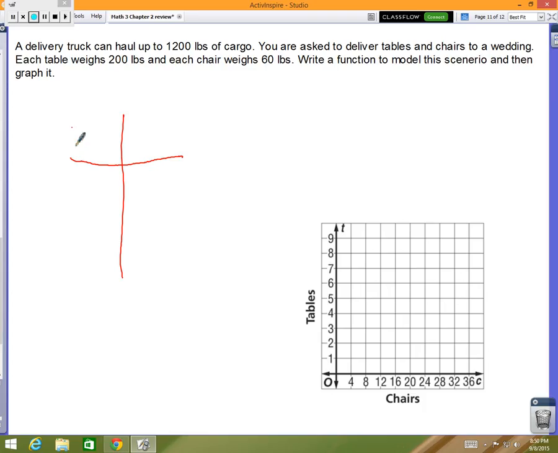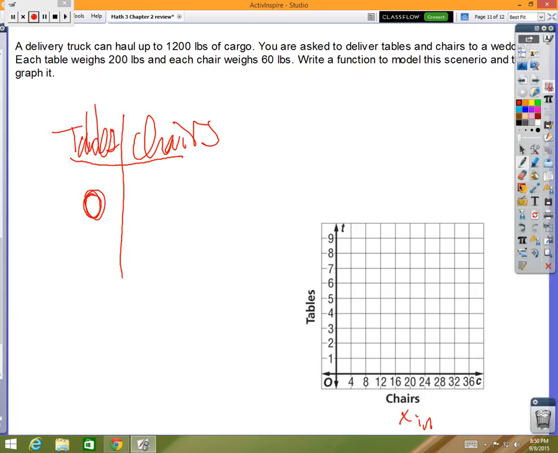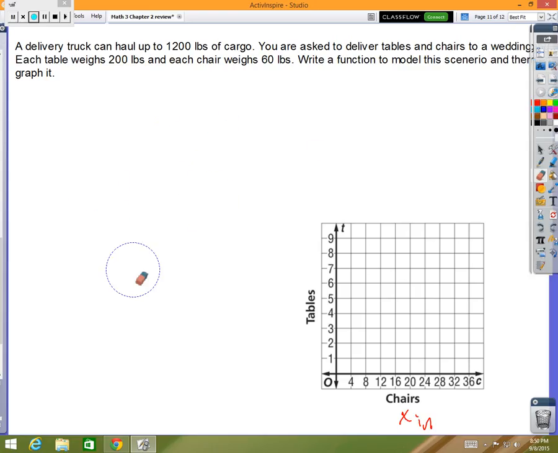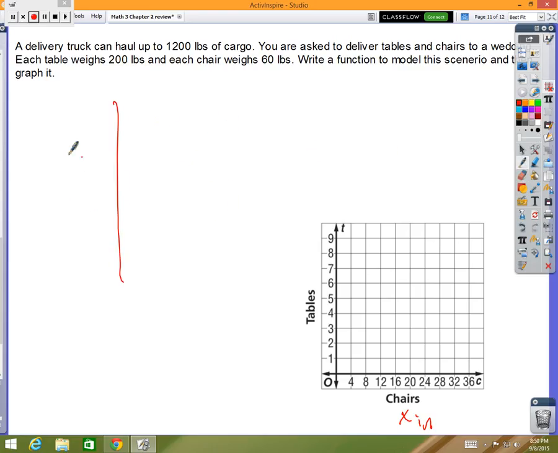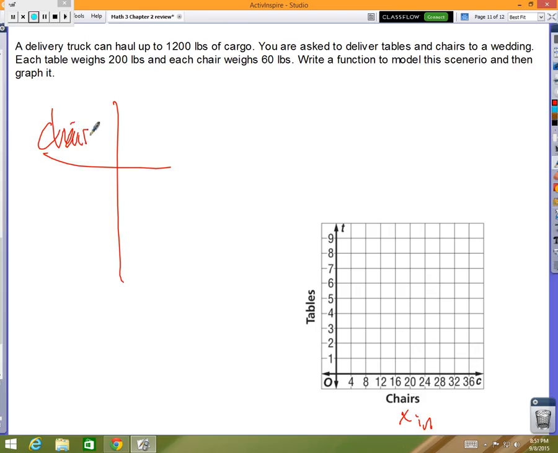So this one's tables. It doesn't really matter which one is the input and which one is the output. This is chairs. But I do want to know, if I take 0 tables, how many chairs? Oh, I guess they've got it labeled, so I need to match what they're labeling. This is the X, which is always the in. So I need to switch my tables and chairs. This is my Y, which is always my out. So I guess I should look at the problem, and I'm going to have to change it to match their graph. So here we go. Chairs is X, and tables is Y.